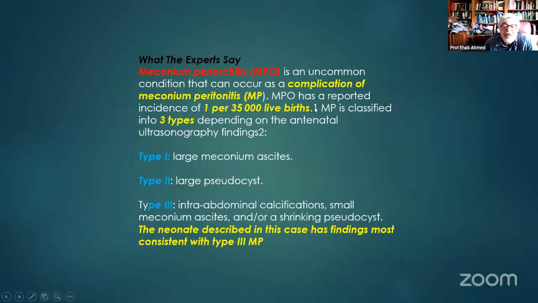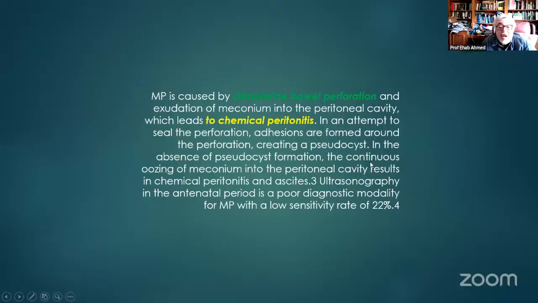How meconium periorchitis occurs, it's a complication, as we said, of meconium peritonitis. It is 1 per 35,000. And it is divided into type 1, type 2, type 3. Meconium peritonitis is 3 types. If there is large meconium ascites, if there is large pseudocyst, if there is intra-abdominal calcification, small meconium ascites, and or shrinking pseudocyst, this is what we saw in this case, most probably, without pseudocyst. Okay.